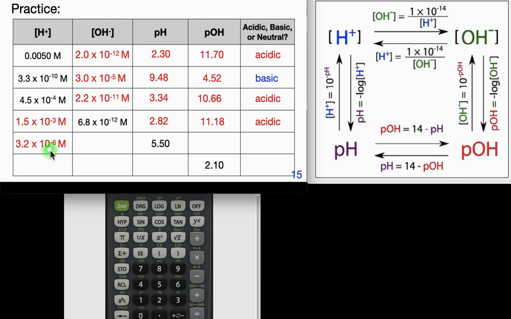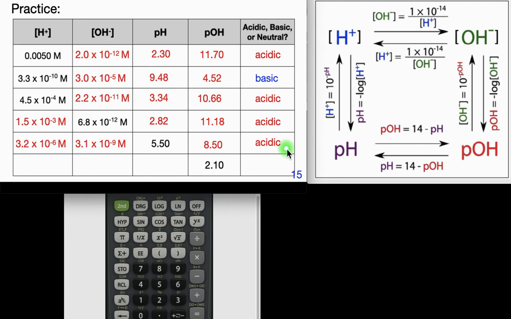Now let's divide that number into 1 times 10 to the negative 14. So clear your calculator, type in 1 EE 14 negative divided by 3.2 times 10 to the negative 6. And that'll give you 3.1 times 10 to the negative 9. Then if we were to take the logarithm of that, we'll get the pOH, 8.50. The pH is less than 7, so it's acidic.